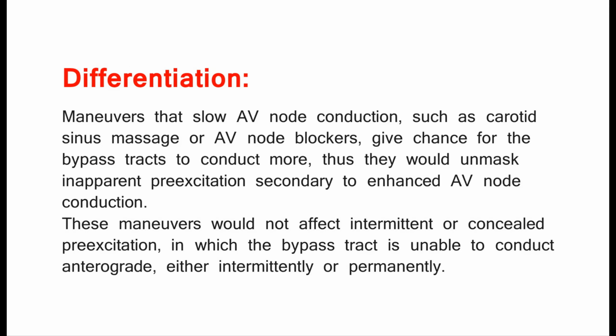Differentiation. Maneuvers that slow AV node conduction, such as carotid sinus massage or AV node blockers, give a chance for the bypass tracts to conduct more, thus they would unmask inapparent preexcitation secondary to enhanced AV node conduction. These maneuvers would not affect intermittent or concealed preexcitation, in which the bypass tract is unable to conduct anterograde, either intermittently or permanently.